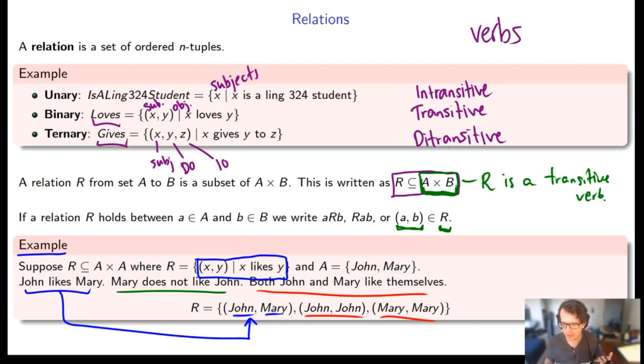So that's an example of a relation, like a formal relation. So I've taken this real life example and I put it into mathematical notation. So is everyone okay with that description of taking a real life example and putting it into mathematical notation?